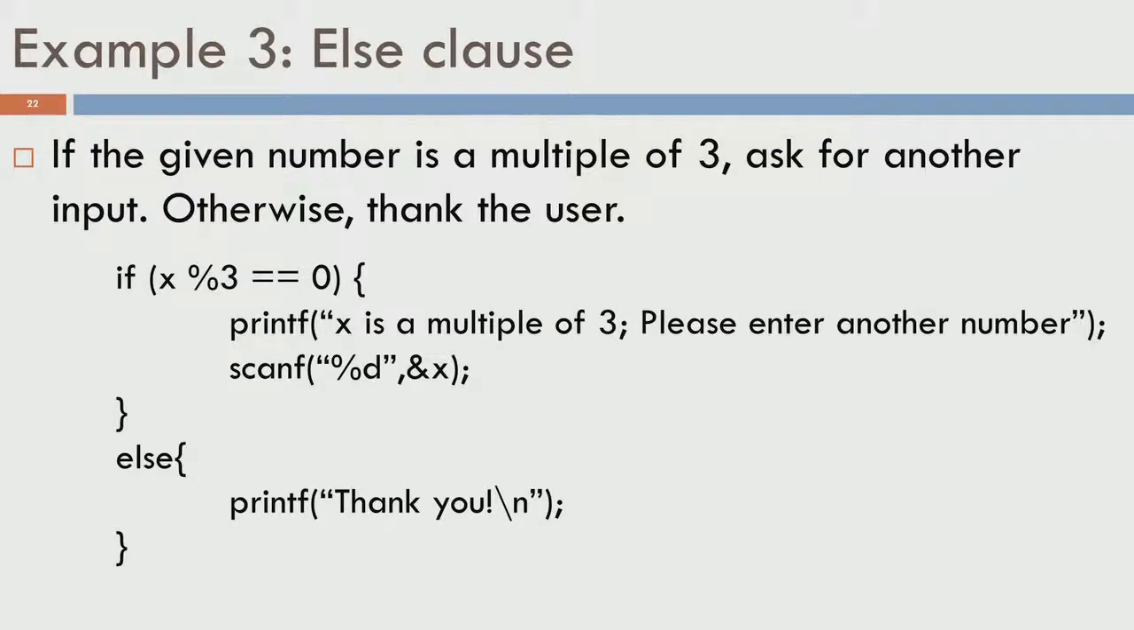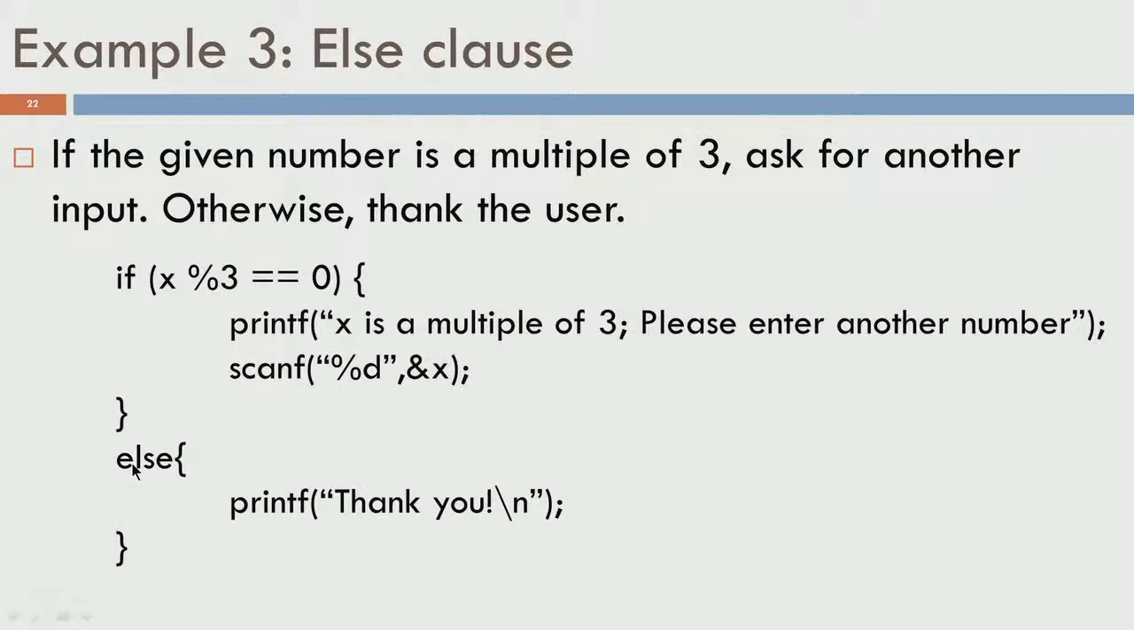Let us look at another example with an else clause here. If the given number is a multiple of 3, ask for another number, otherwise let us say I want to thank the user. So, if x % 3 == 0, then you print this on the screen and you scan another input. So, this is one logical condition.